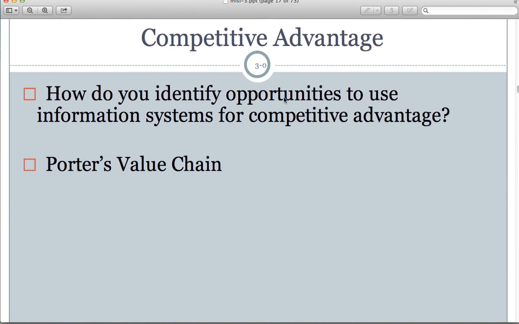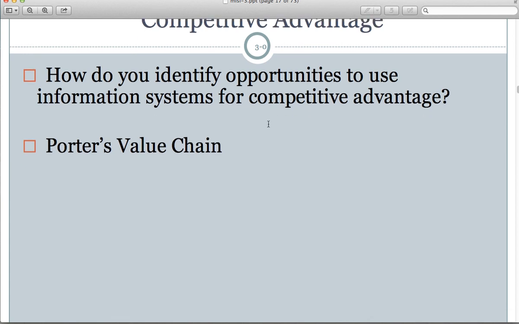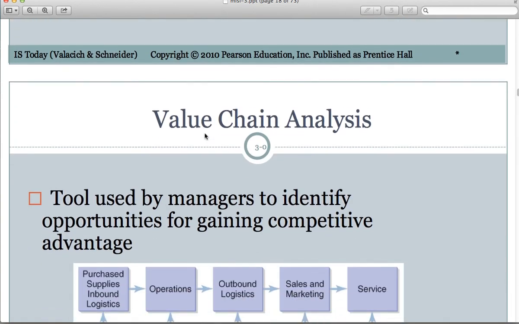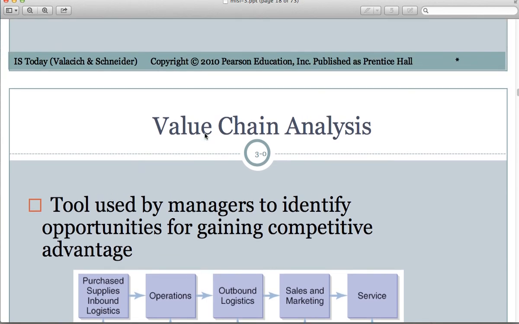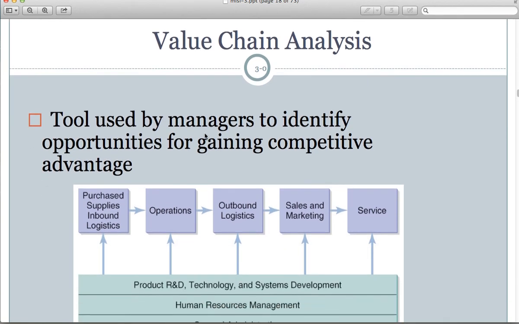So in terms of competitive advantages, how do you identify opportunities to use the information systems for competitive advantages? Well, there's Porter's value chain. I can skip through this because I've already seen it, but if you want more information on Porter's value chain, it's in lecture number 3 of the MISI Information Systems and Innovation lecture series. This overlaps a little bit, which is why I can kind of skip it.